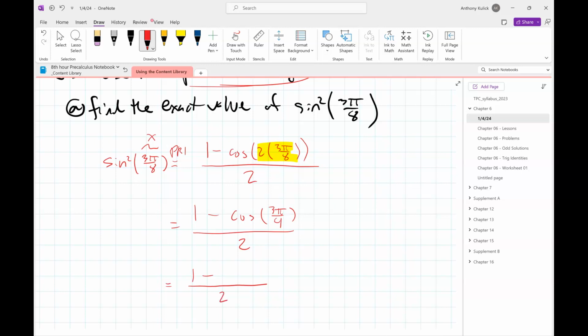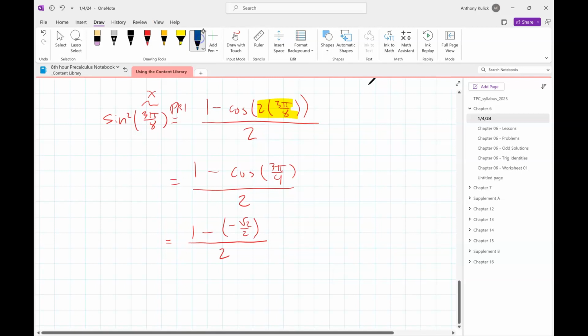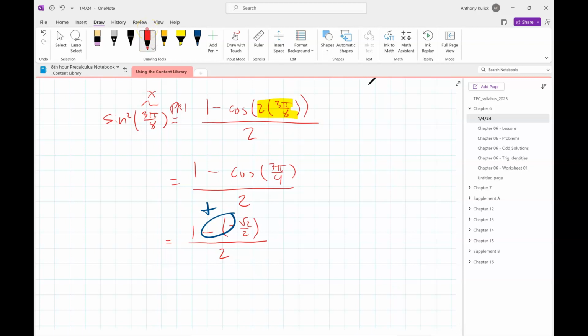Go to my unit circle. What is cosine of 3 pi over 4? Negative root 2 over 2. Notice that I have a negative or minus a negative again, so that's going to turn into addition.